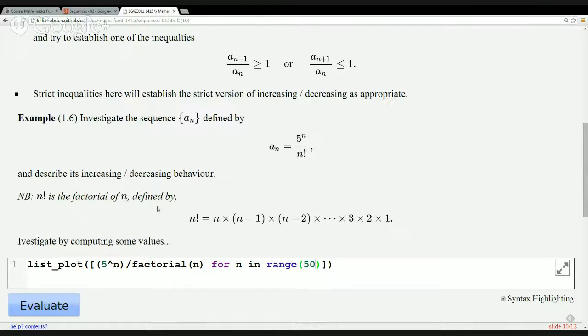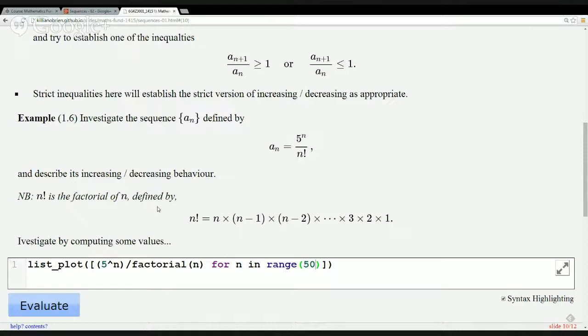So what does this look like? Well, we've got a big fraction here. On the top of it, we're putting an plus 1. So an plus 1 is 5 raised to the power n plus 1 over the factorial of n plus 1. Okay, that's what an plus 1 looks like. Remember, if an is this, then an plus 1 would be 5 to the power n plus 1 over n plus 1 factorial. Because remember, look, here's the sequence index. It appears here and here.